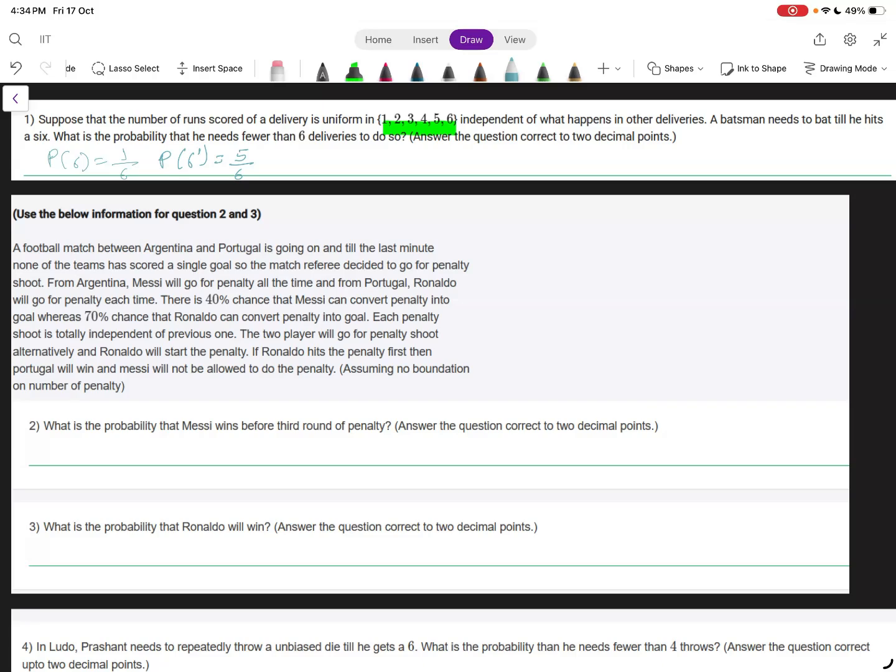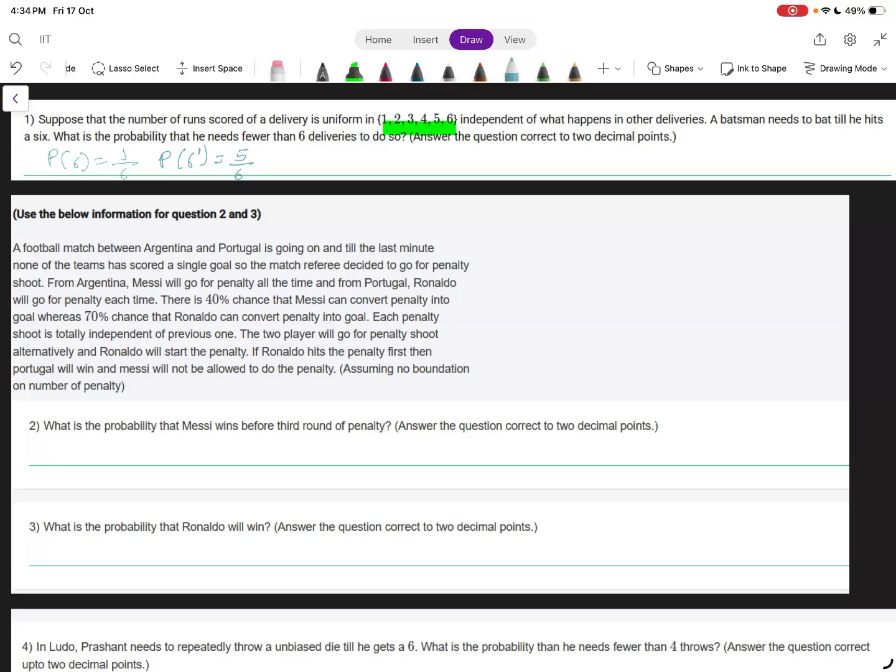The batsman hits a 6 in the first, second, third, fourth, or fifth delivery, not the sixth or later. So he has to hit a 6 in either the first delivery, second, third, fourth, or fifth, but not the sixth, because it said fewer than 6 deliveries. So we want the probability that the first 6 comes on delivery 1, 2, 3, 4, 5.